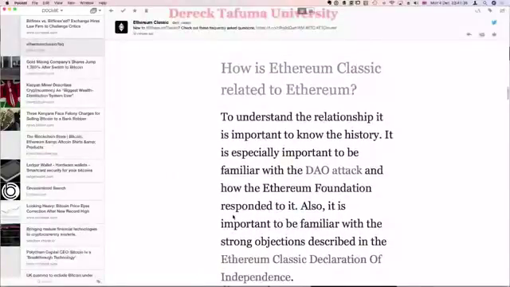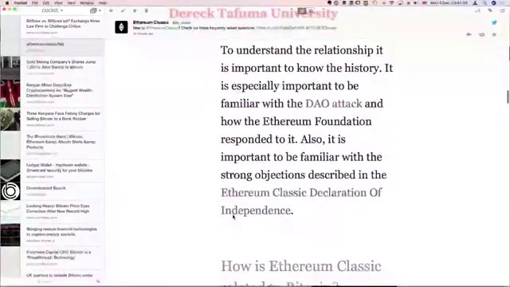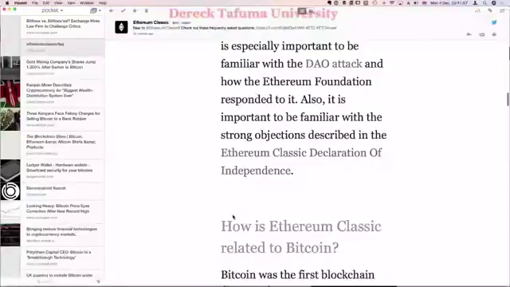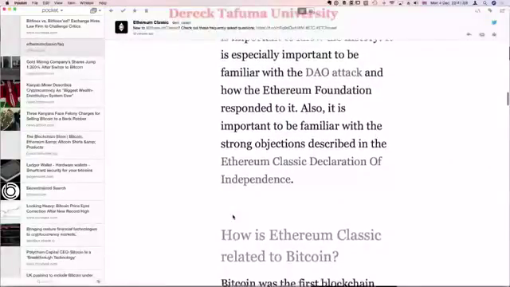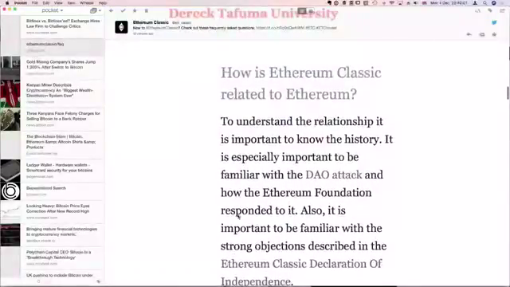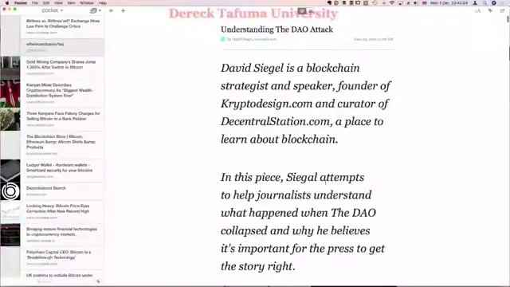So, how is Ethereum Classic related to Ethereum? To understand the relationship, it is important to know the history. It's especially important to be familiar with the DAO attack and how the Ethereum Foundation responded to it. Also, it is important to be familiar with the strong objections described in the Ethereum Classic Declaration of Independence. So we'll have to go to the DAO attack.